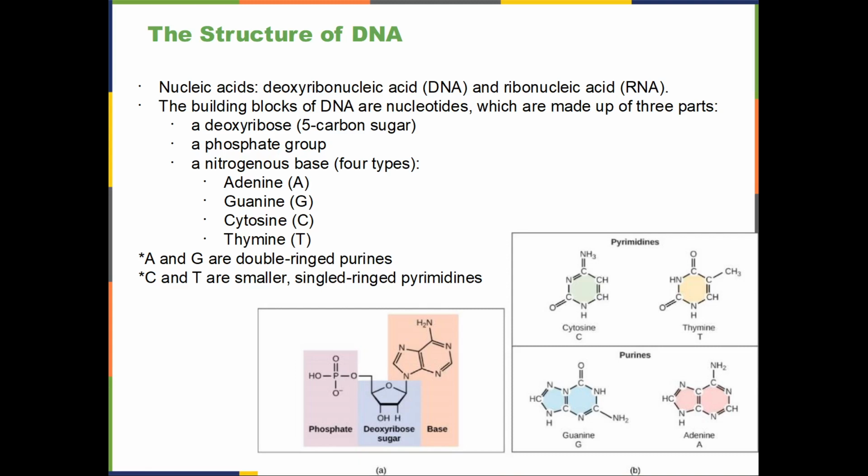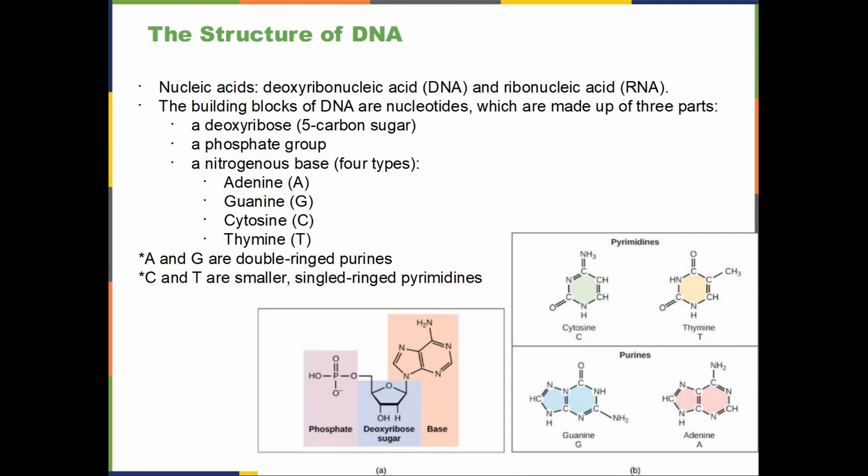Now DNA is made up of nucleotides, either the adenines, guanine, cytosine, and thymine, bound together as a chain. All right, so we have cytosine pairs with guanine, thymine pairs with adenine.